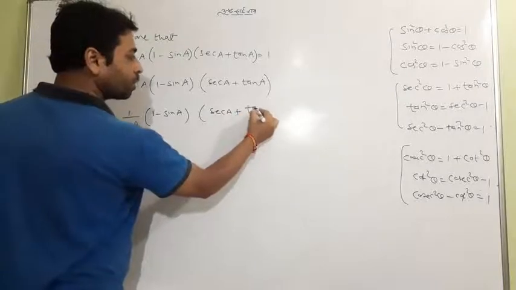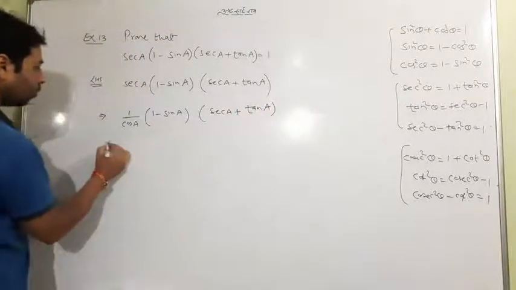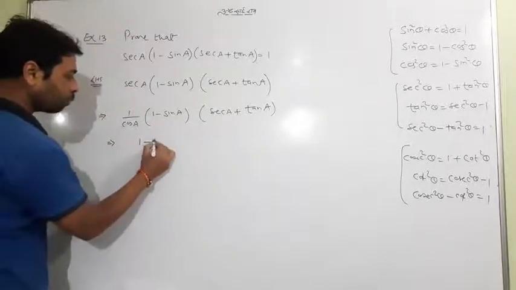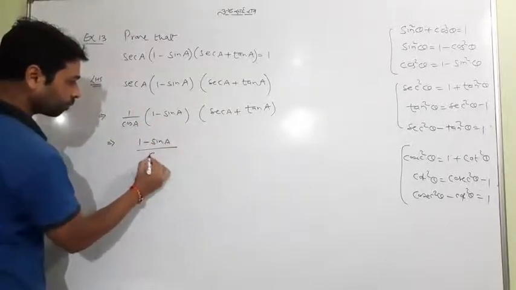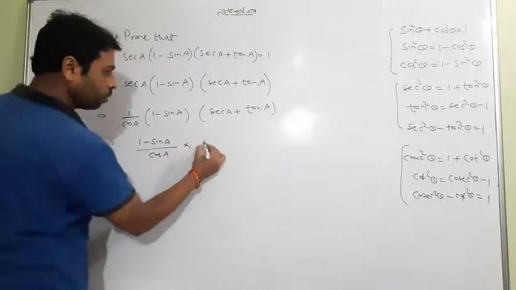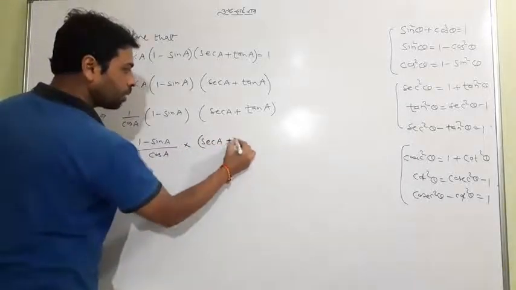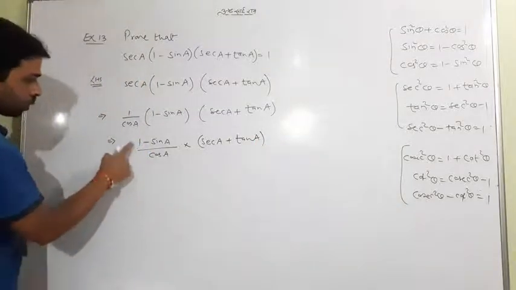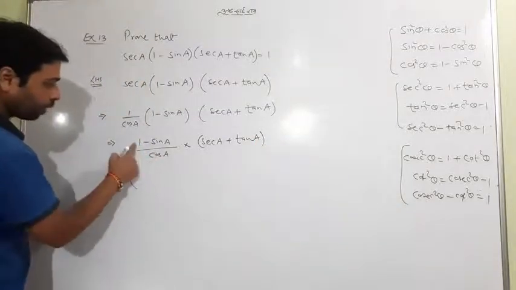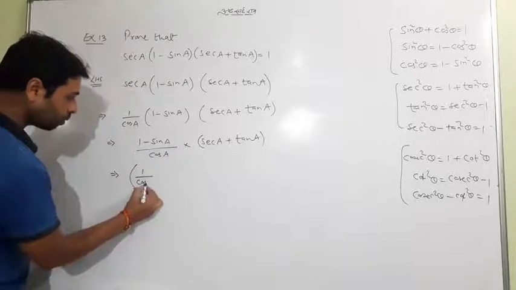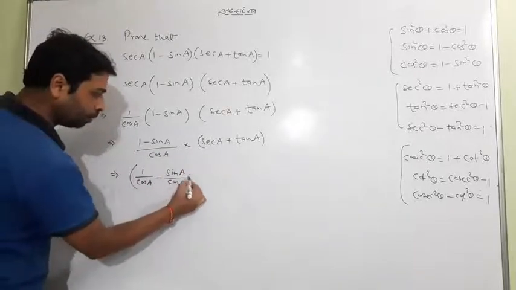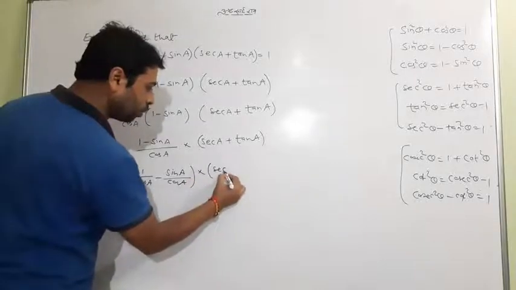This is the second method, students. Now, I want to write 1 minus sine A upon cos A together, into sec A plus tan A, which is copied. Now, students, separate them: 1 by cos A and sine by cos A. That is the separated term and it is the same, no change at all.